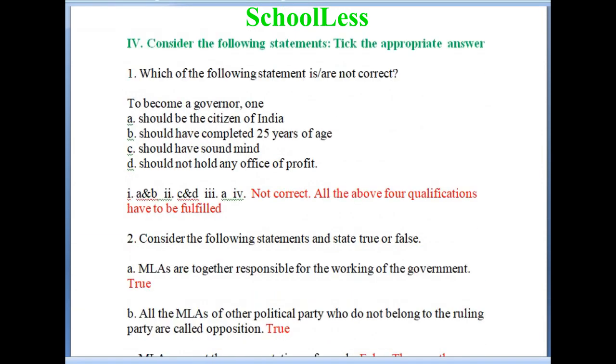Consider the following statements and tick the appropriate answer. 1. Which of the following statements is or is not correct? To become a governor, we have seen in the lesson that he should be a citizen of India, should have completed 25 years of age, should have sound mind, and should not hold any office of profit. So all these 4 requirements match with the requirement to become a governor. Therefore, all the above 4 qualifications have to be fulfilled and the statements are not correct.